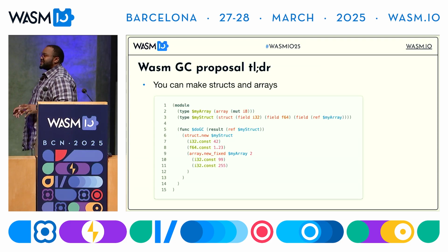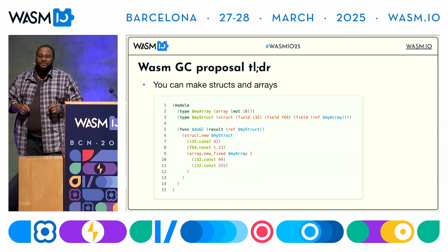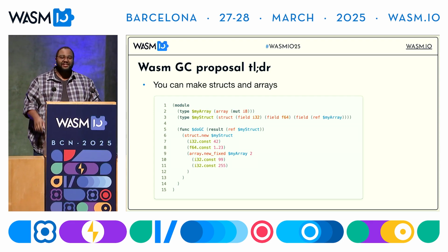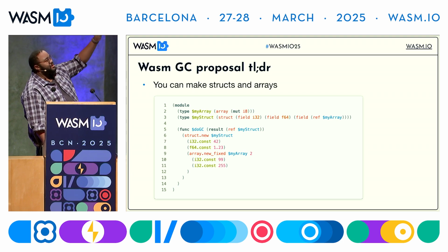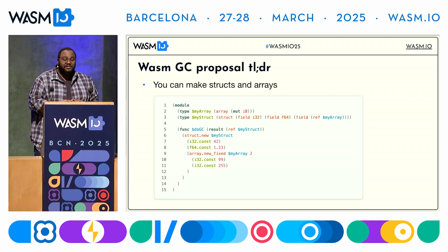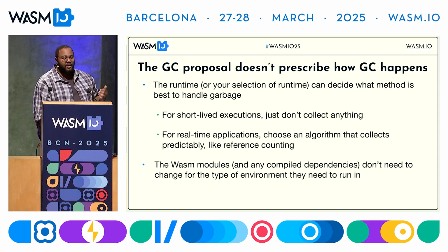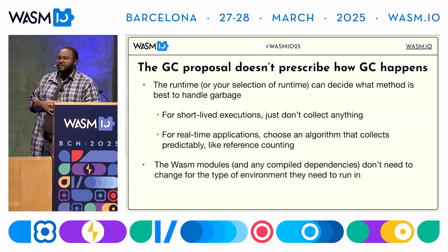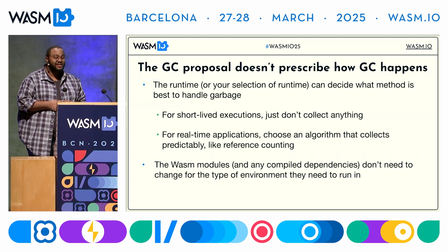So this is the TLDR of the Wasm GC proposal, which, if you take nothing else from this talk, I want you to remember this. All the proposal is, is you can make structs and arrays. That's literally it. And this is kind of brilliant in a way. It's brilliant because the GC proposal doesn't tell you how you have to do GC. That's now left up completely to the runtime.